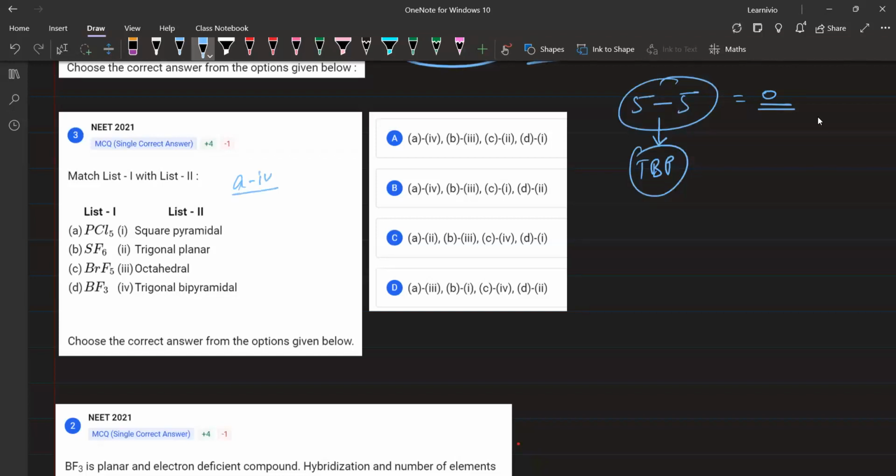We have two options for A4, A and B. So both of these are possible. If I look at B, both of these are having 3. So I will move on to the C1. Here we have SF6. Sorry, not C. For C we are having BrF5.